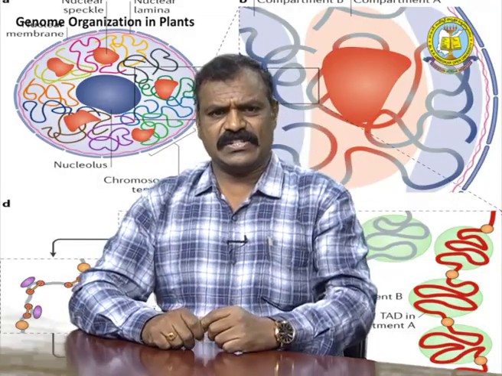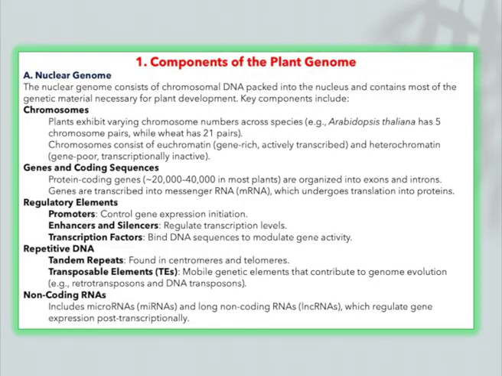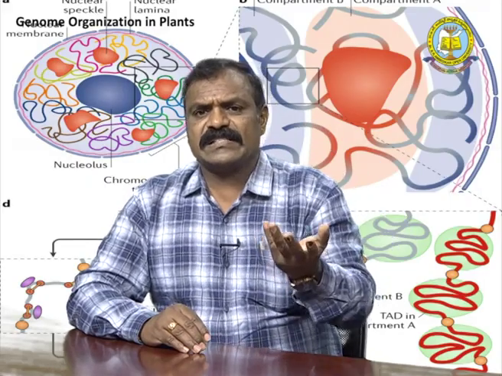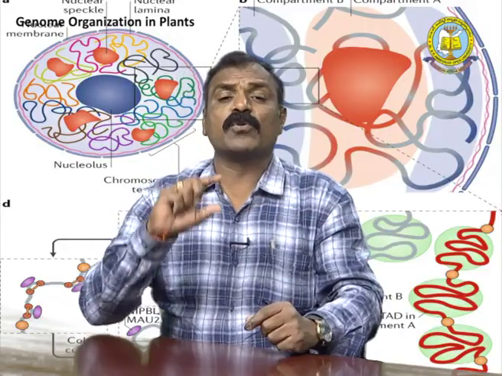Here are the regulatory elements: promoters, enhancers and transcription factors, which are involved in the regulation of the gene. The repetitive DNA contains tandem repeats and transposable elements. These transposable elements, also called jumping genes, were discovered by Barbara McClintock. The non-coding RNAs are microRNAs (miRNAs) and long non-coding RNAs (lncRNAs), which regulate gene expression post-transcriptionally.